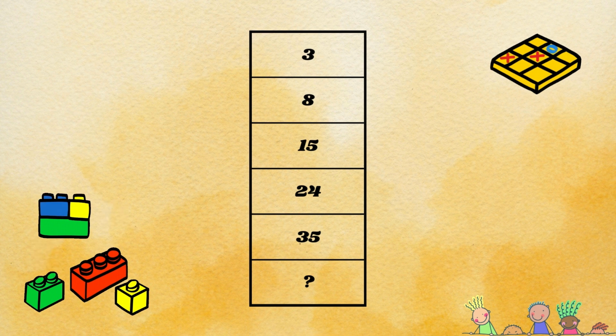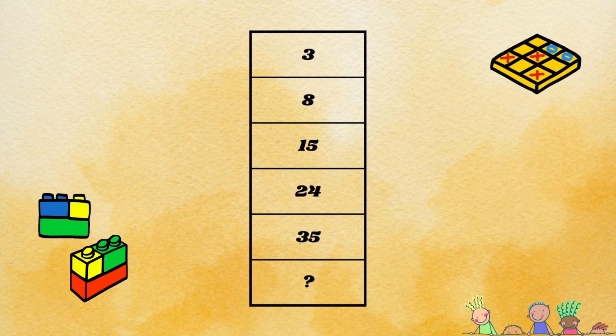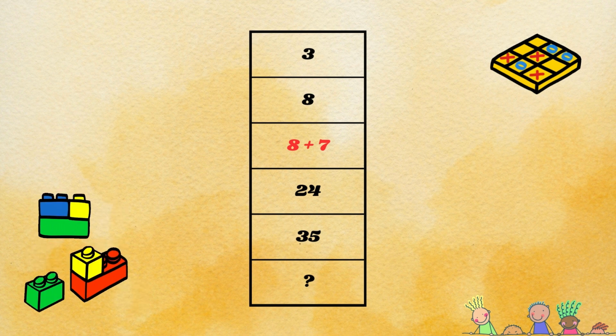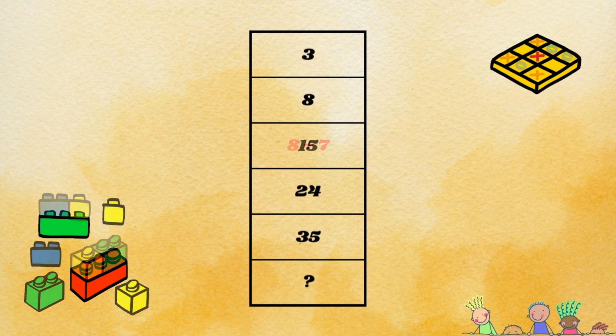Let's figure it out together. If we take the first number and add 5 to it, we'll get 8, which is the second number. Okay, now the difference between 8 and 15 is 7, which means we went up by 2 from the 5 that was added to the 3.